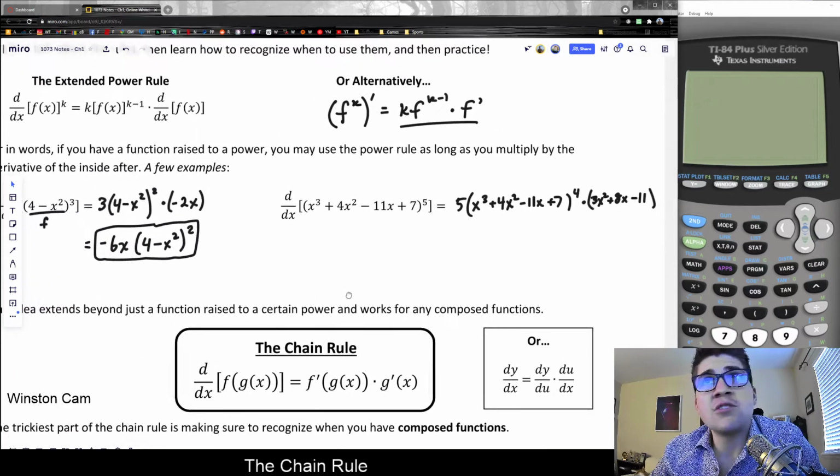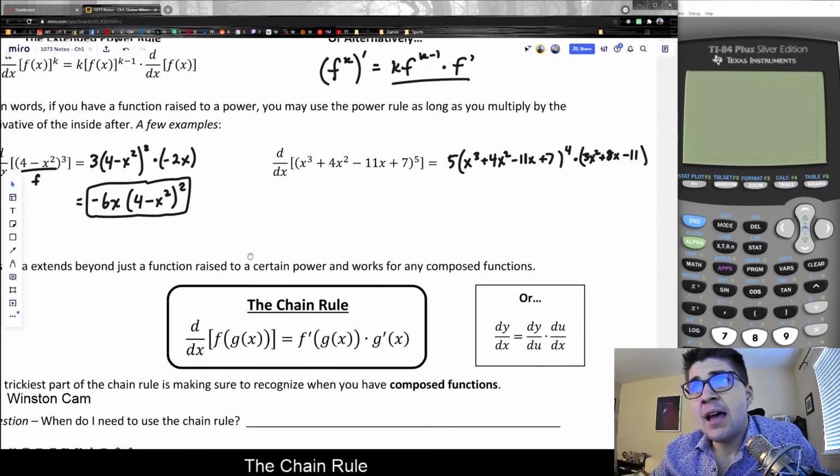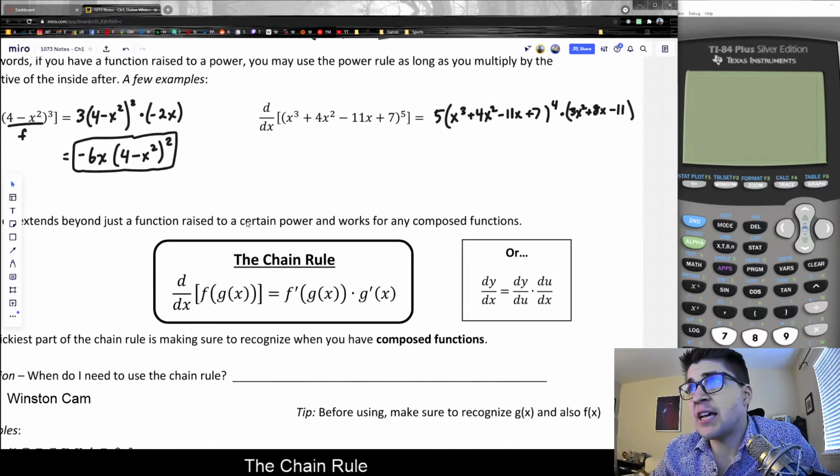And this rule doesn't just work for a function to a power. It actually works for any two functions composed together, and it is exactly the same rule. So let's go ahead and look at the chain rule, see how that is different.